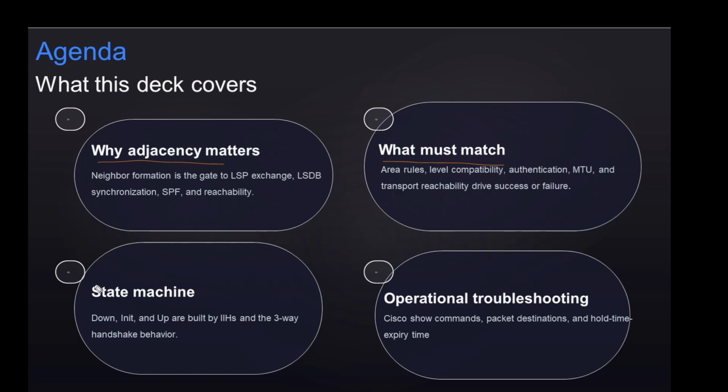And then we will go over a very important topic, which is the IS-IS Adjacency State Machine. We will discuss the three states that IS-IS routers go through when they establish the adjacency. And then we will go over some verification commands and some of the reasons why two IS-IS speaking routers do not establish adjacencies. So without further ado, let's jump straight into the topic.